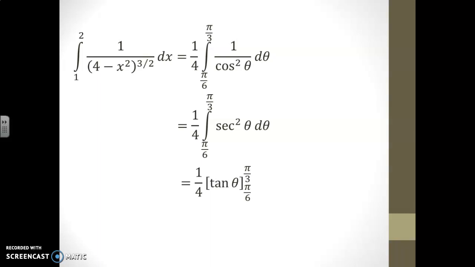No need to go back to x's as we have adapted the bounds. And our final step would be to simply input pi over 3 and pi over 6 and find the outcome of this definite integral. Well, we survived again.